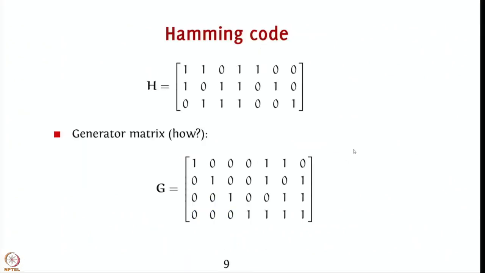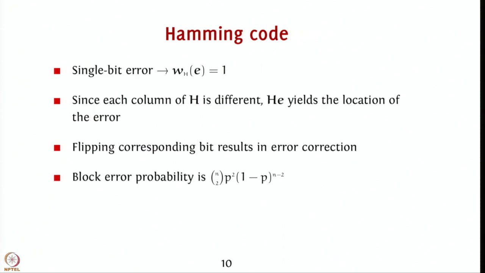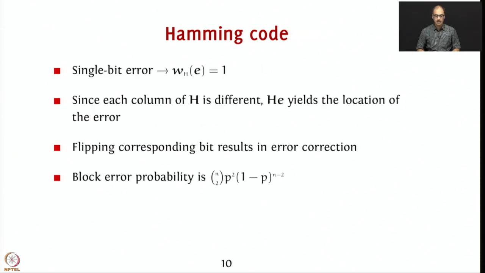Let us now go back to our content. Whenever you have a single bit error, the Hamming weight of E is 1. Since each column of H is unique, HE yields the location of the error. You flip the corresponding bit and that results in error correction.